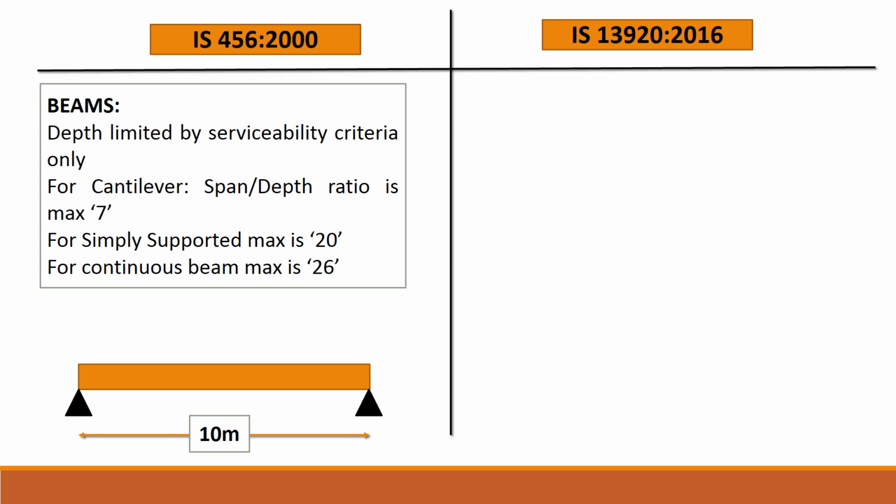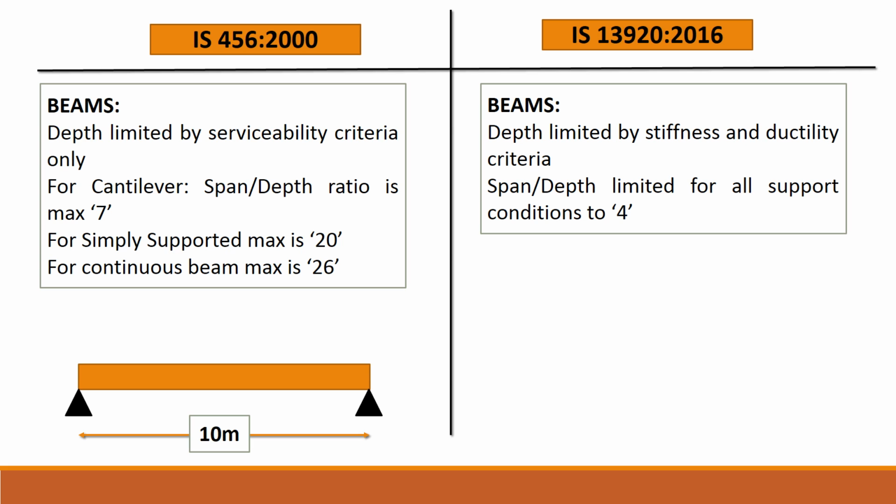Similarly, in IS 13920, there is a depth limitation which is based on stiffness and ductility criteria. Now the span to depth limited for all support conditions is 4. It cannot exceed 4. Now that has to do with the amount of deflections that would occur under a lateral sway condition where the beam is not actually totally rigid.